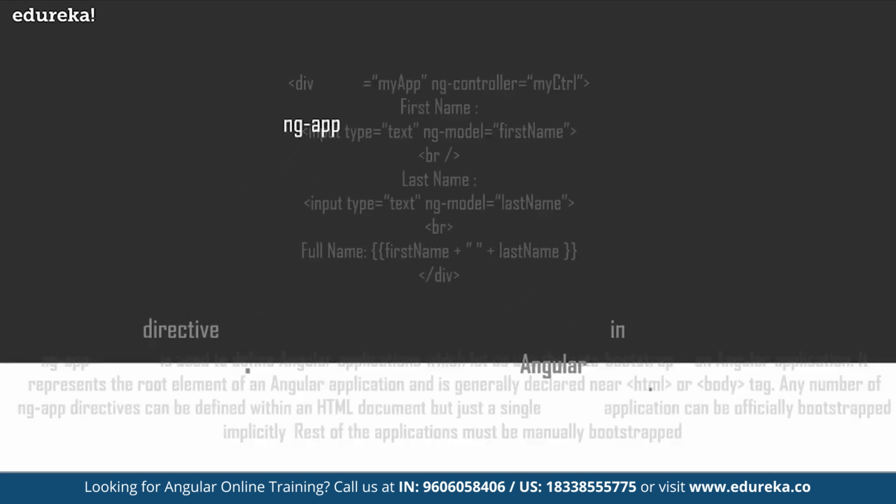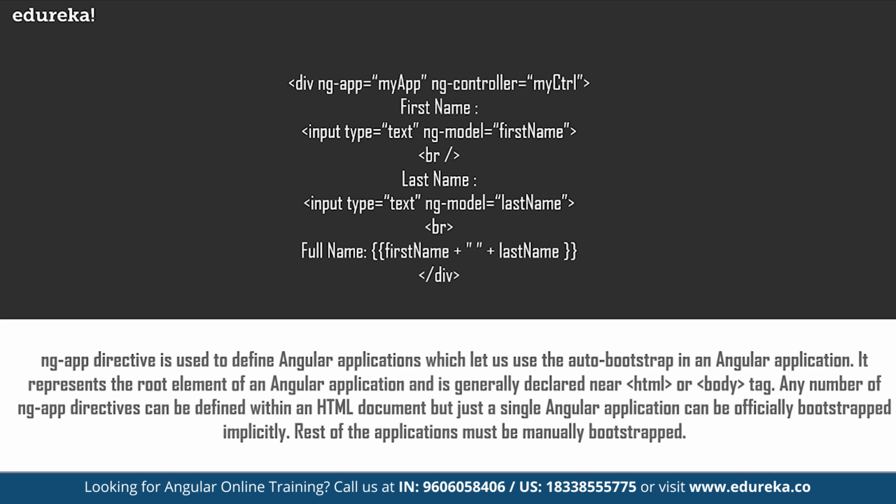Our second last question of the day is, explain the ngApp directive in Angular. So the ngApp directive is used to define Angular applications, which lets us use auto bootstrap in an Angular application. It represents the root element of any Angular application and is generally declared on the HTML or body tag. Any number of ngApp directives can be defined within an HTML document, but just a single Angular application can be officially bootstrapped implicitly. The rest of the applications must be manually bootstrapped. So for example, we have the first name in a div out here, and we have the full name, and that is how you bootstrap stuff.